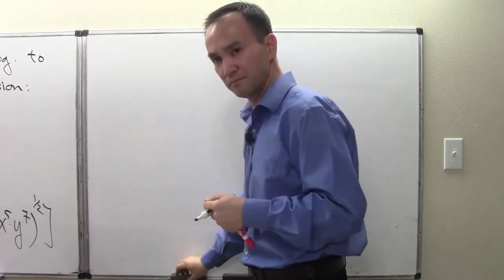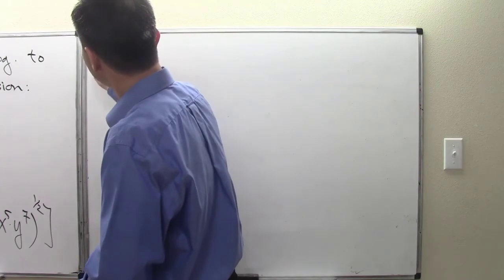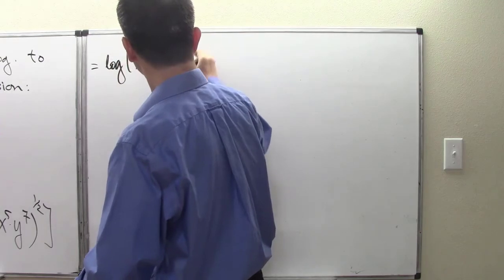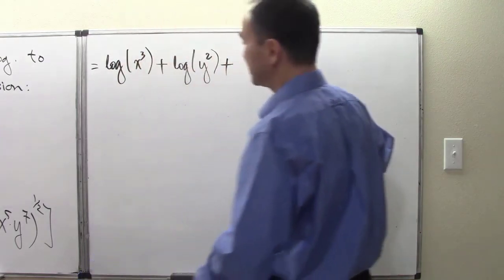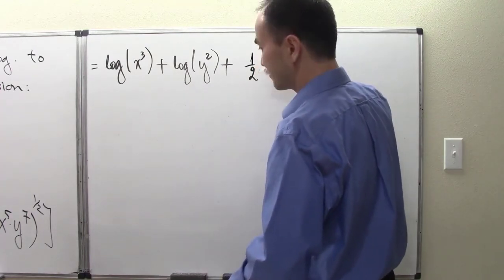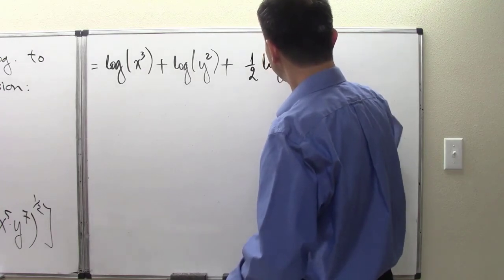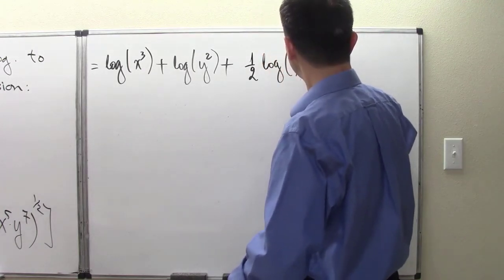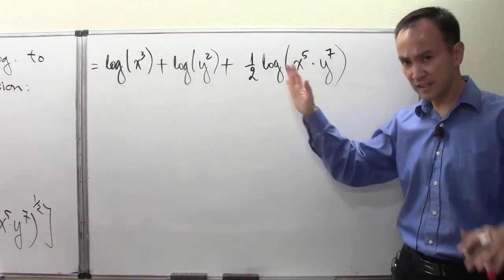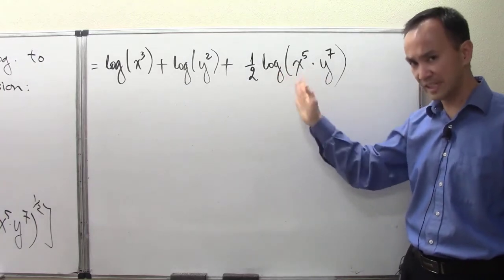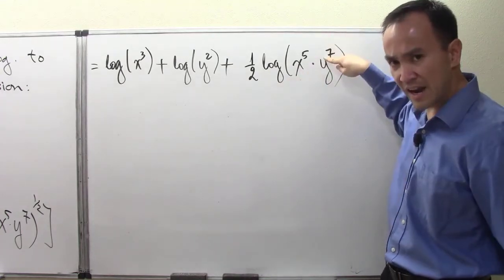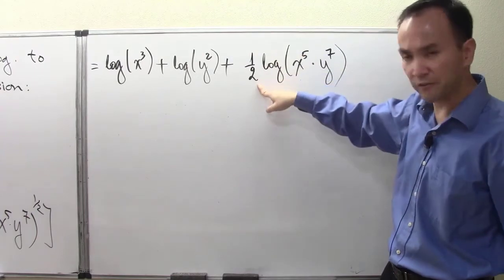So now on this board space of mine, I'm going to keep the first two terms the same. So now log x cubed plus log of y squared. Now I'm going to add 1/2 multiplied with log of a product of x to the 5th times y to the 7th. Okay, so just that, and this order of mine is not the only order. Some other order can also work. But now I have that power 1/2 from the earlier step of this last term, I brought it down in front as a coefficient.